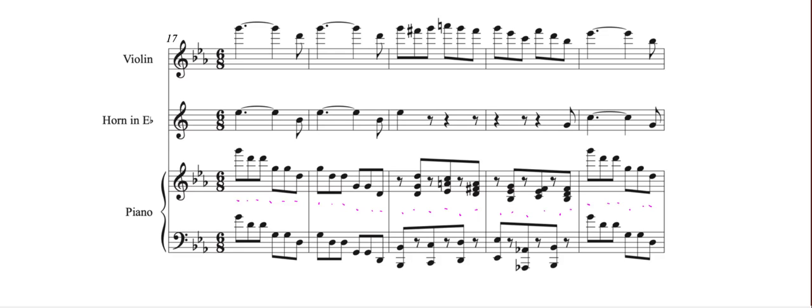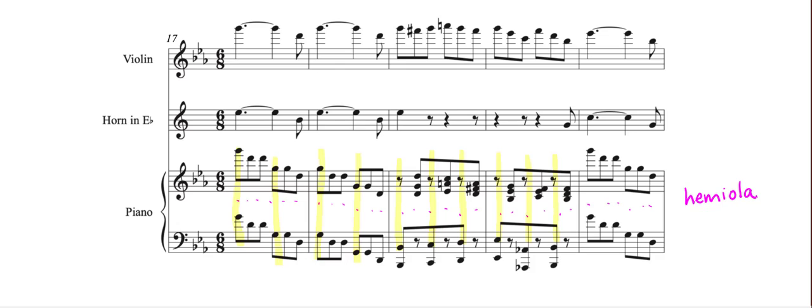So again, we have 1, 2, 3, 1, 2, 3, 1, 2, 3, 1, 2, 3. Then we have 1, 2, 1, 2, 1, 2, 1, 2, 1, 2, 1, 2. So what is that called when we shift from 2 beats per measure to 3 beats per measure or vice versa? That is called a hemiola.